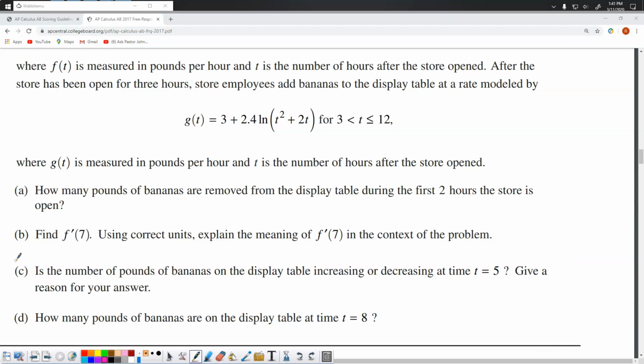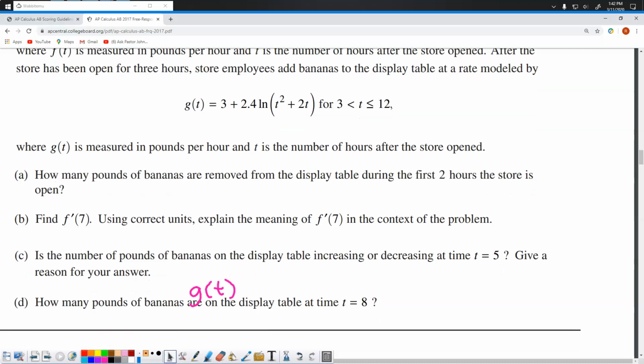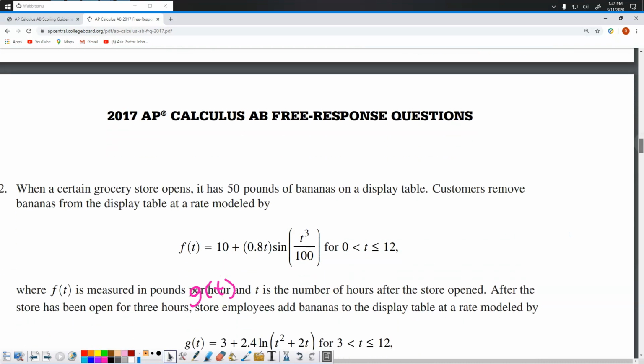Okay, for part C, is the number of pounds of bananas on the display table increasing or decreasing at time t equals 5? So let's go ahead and see if we can figure that out. So we know how quickly the bananas are being added. That's by G, right? The rate at which they're being added is G. And the rate at which they are being removed is this other one up here, which is F.